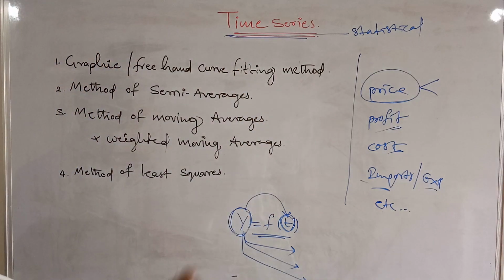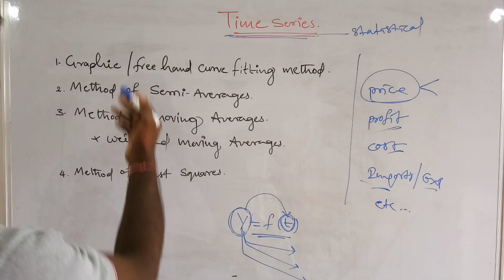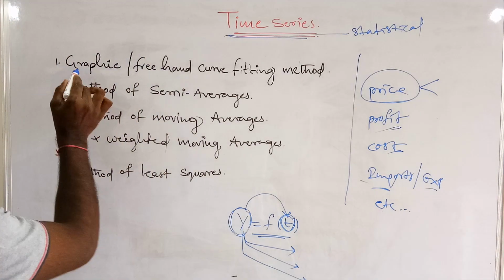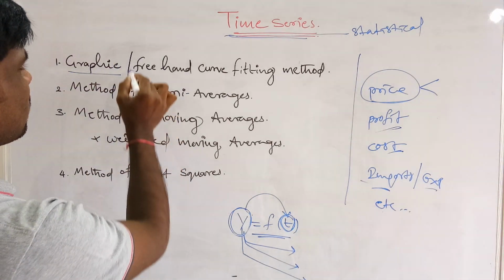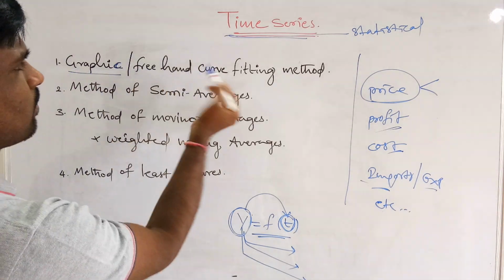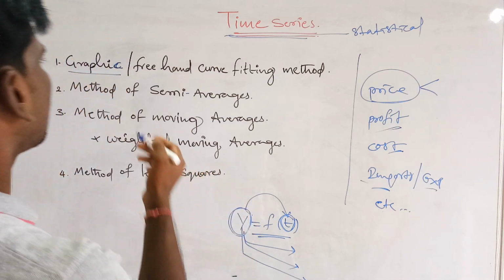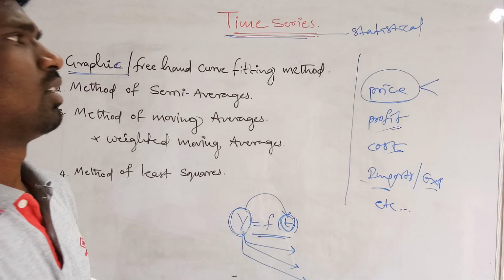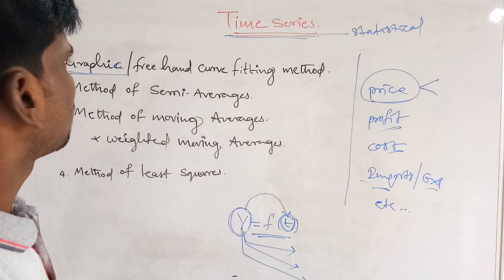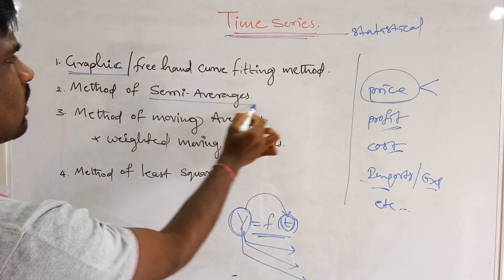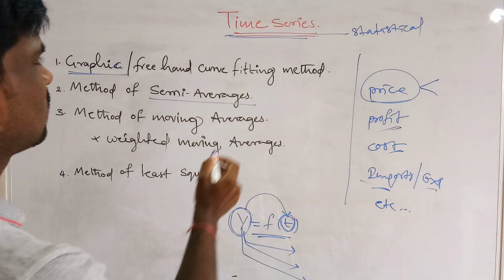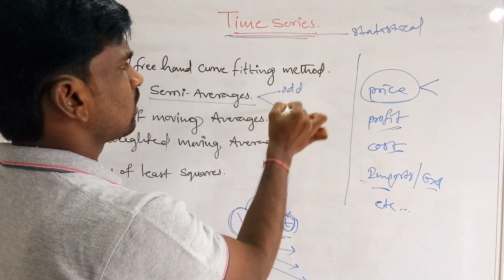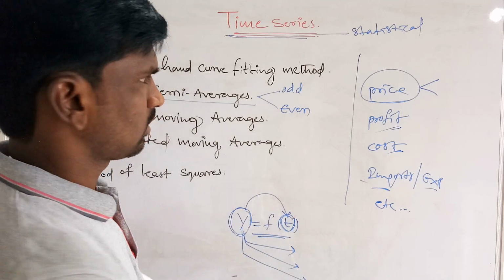Alright. In time series, there are different methods for calculating problems. The first method is the graphic or freehand curve fitting method. This is a very simple method to calculate problems in the time series. The second one is the method of semi-averages, where again we calculate based on odd numbers and even numbers.